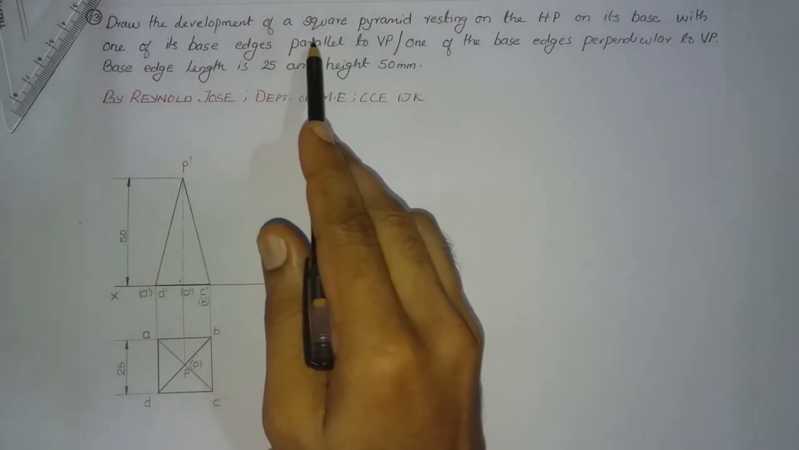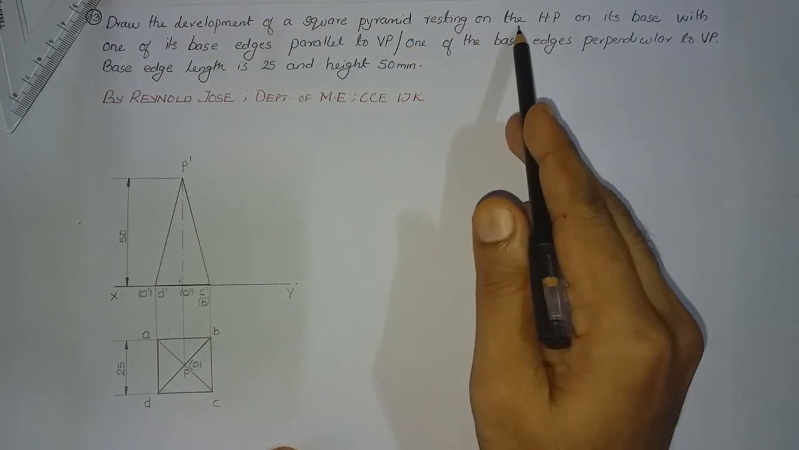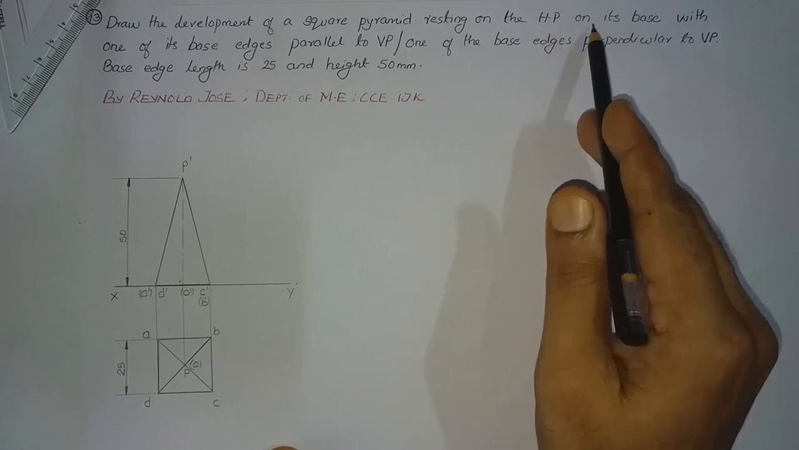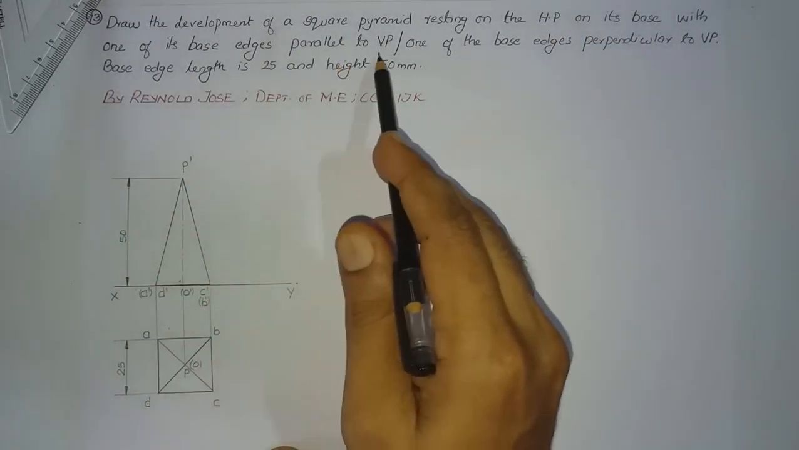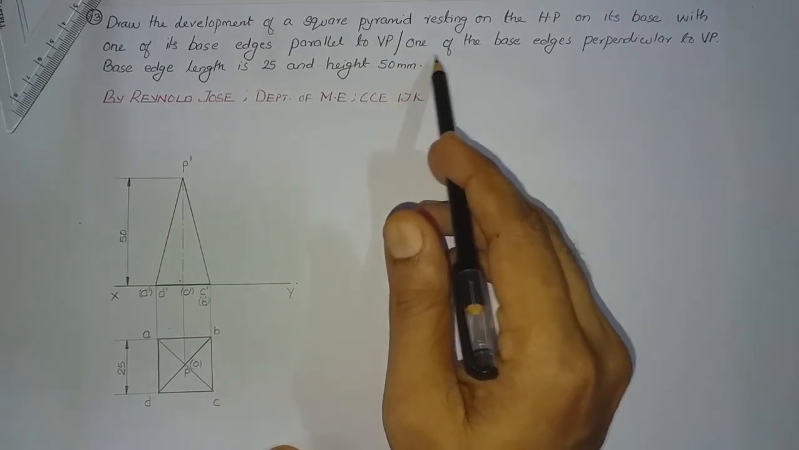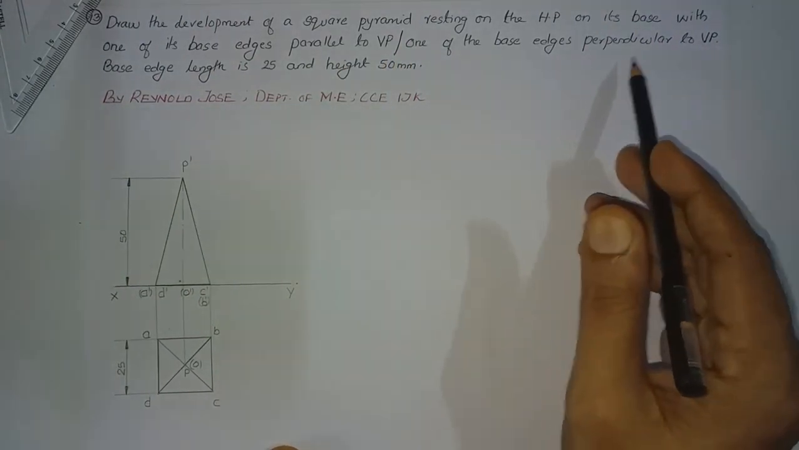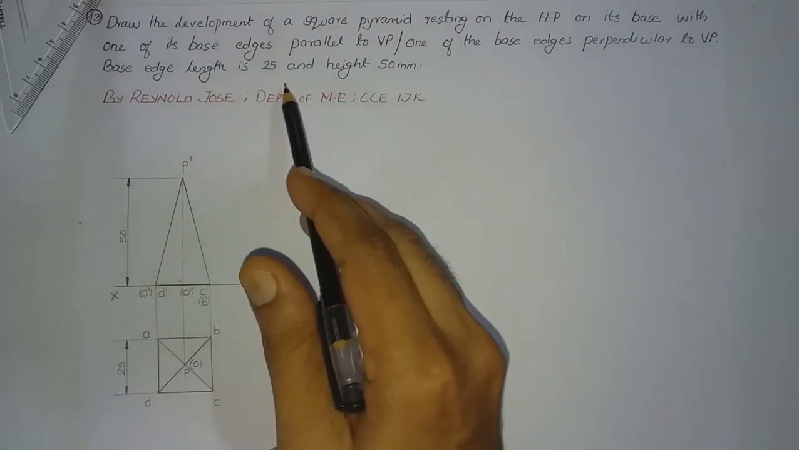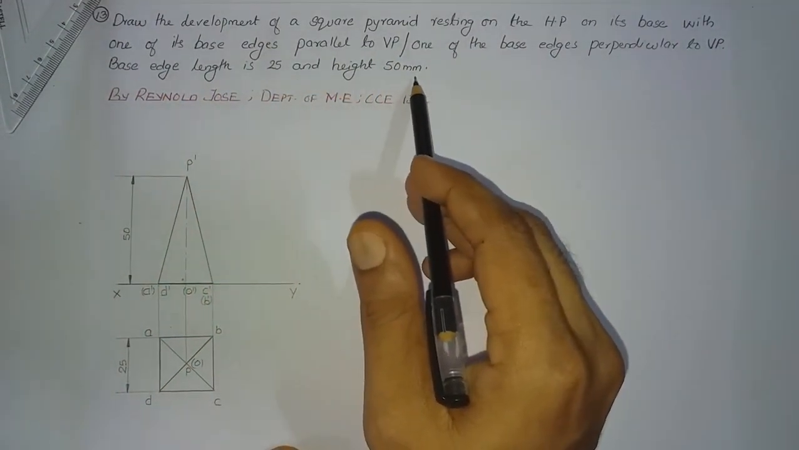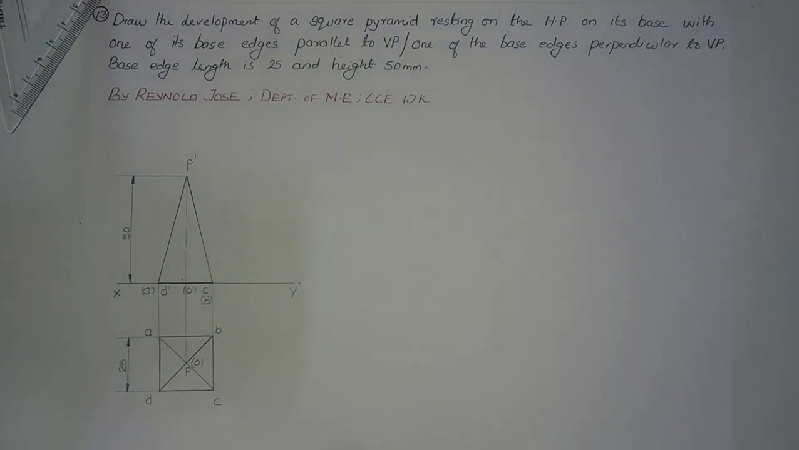Draw the development of a square pyramid resting on the horizontal plane on its base with one of its base edges parallel to VP or one of the base edges perpendicular to VP. Base edge length is 25 and height is 50 mm. So here this is about the development of a square pyramid resting on the horizontal plane on its base.